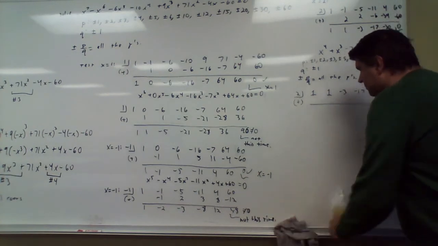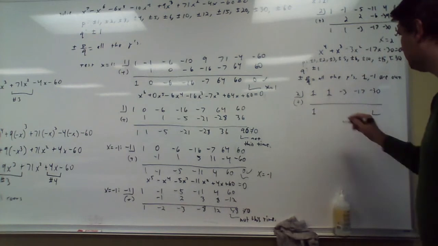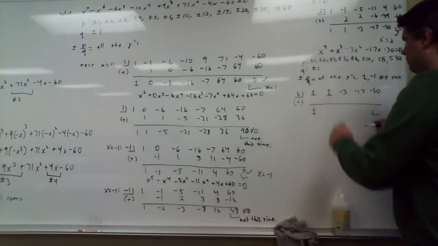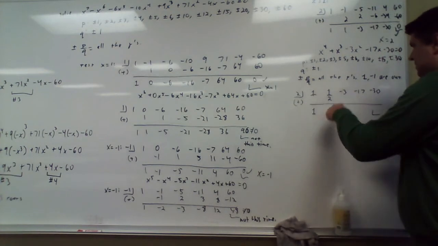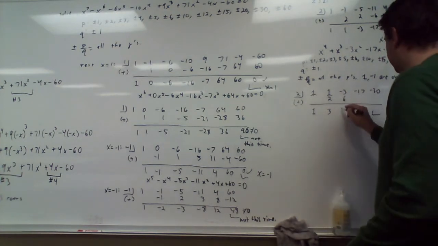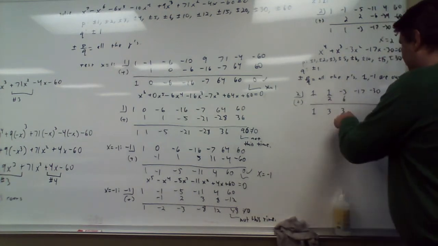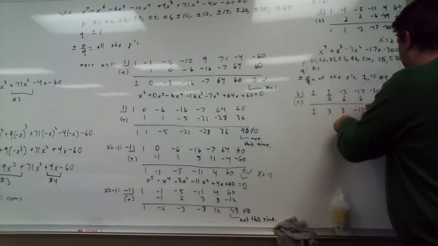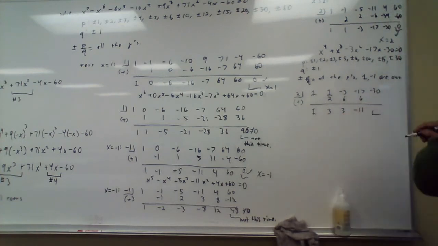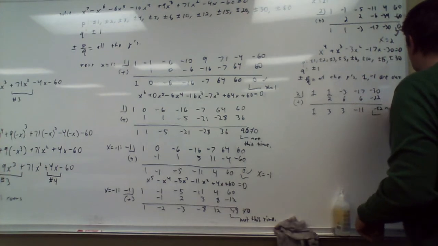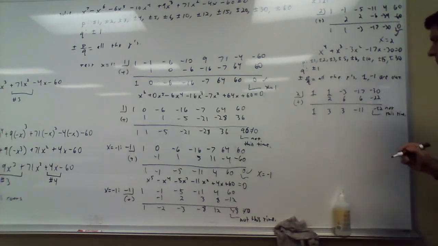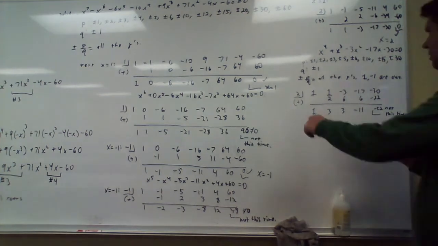So, bring down the 1. 2 times 1 is 2. That's 3. 2 times 3 is 6. That's 3. 2 times 3 is 6 again. That's negative 11. 2 times negative 11 is negative 22. That's negative 52. Not this time. So 2 failed to give us a 0.